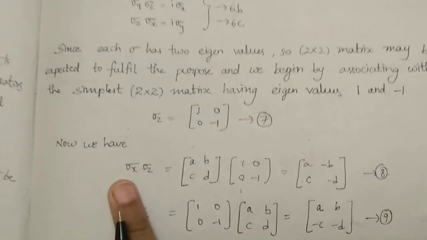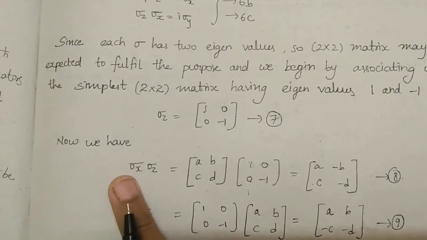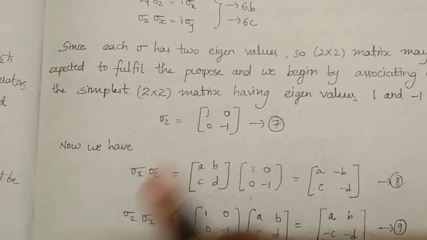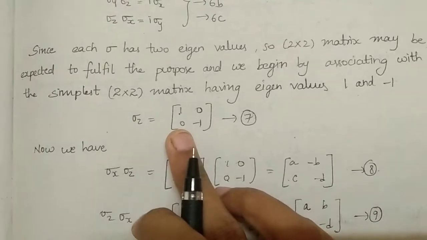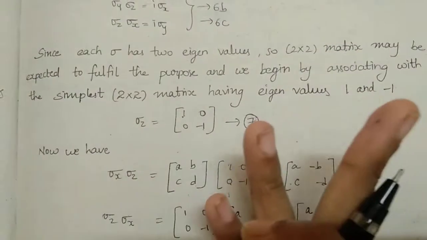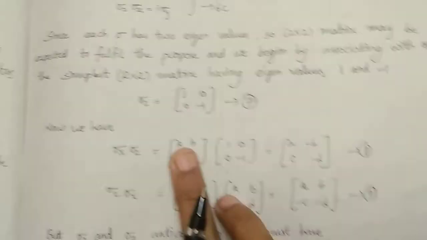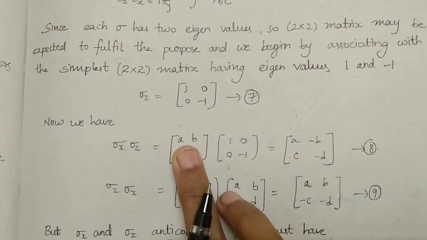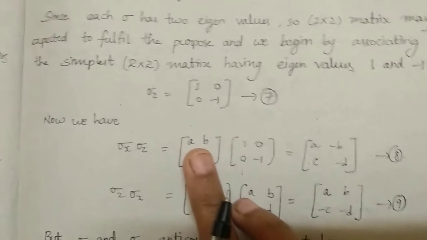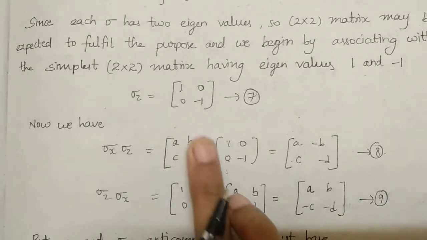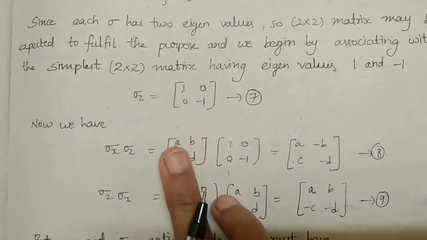And the next thing is, we don't know sigma y and sigma x, so we need to find them out. For that we place them here in this manner. We don't know what sigma x matrix could be, so we take the form A, B, C, D. These are all unknowns.